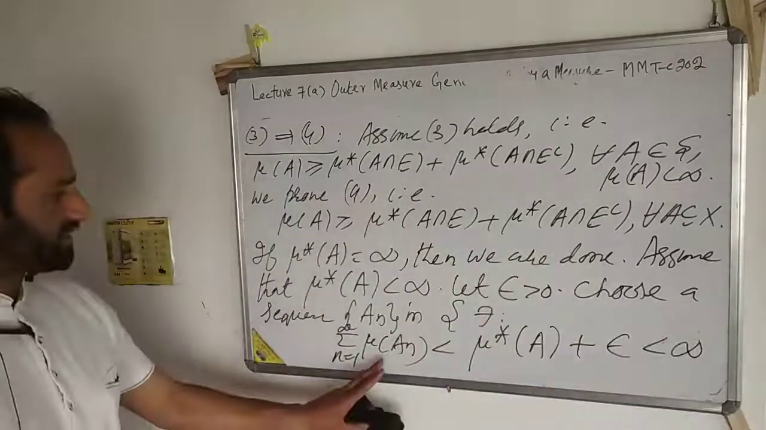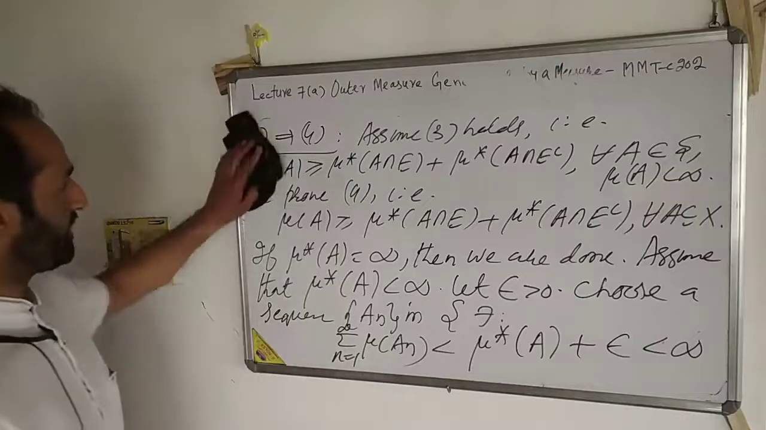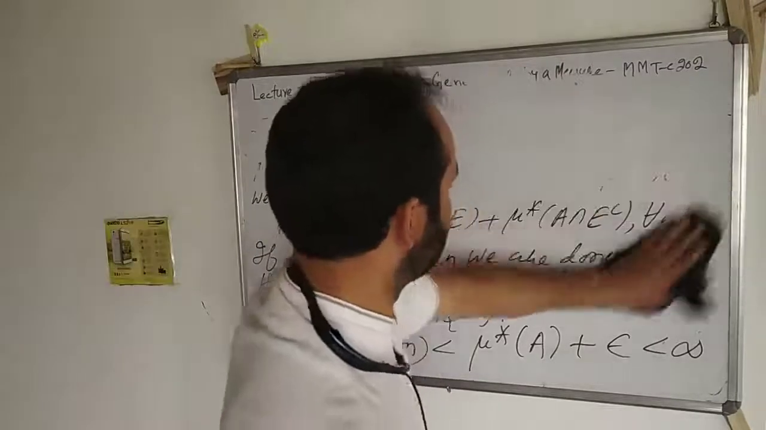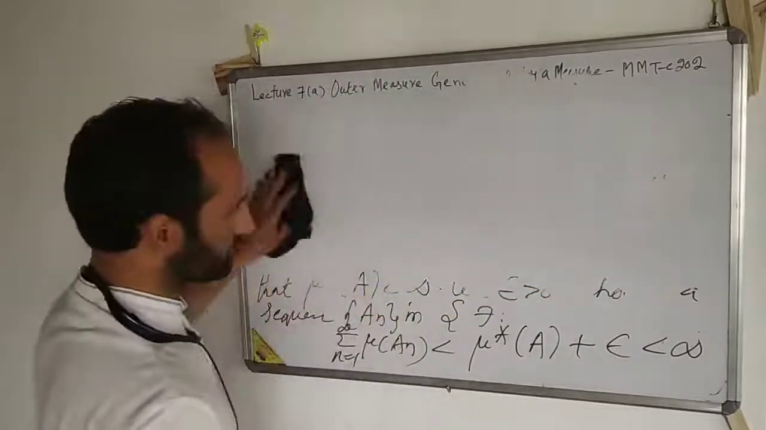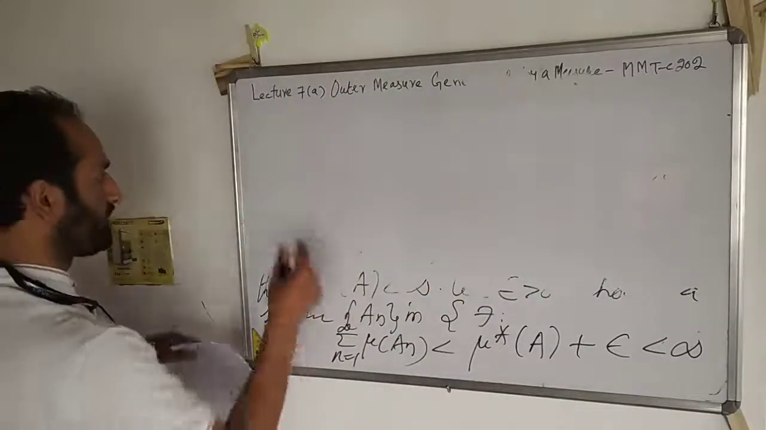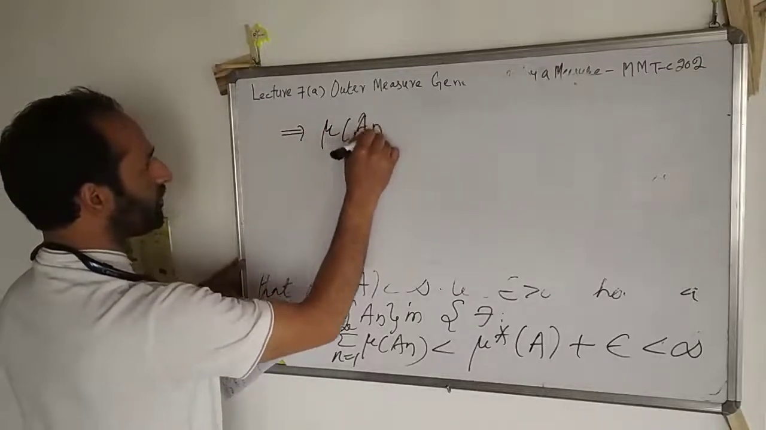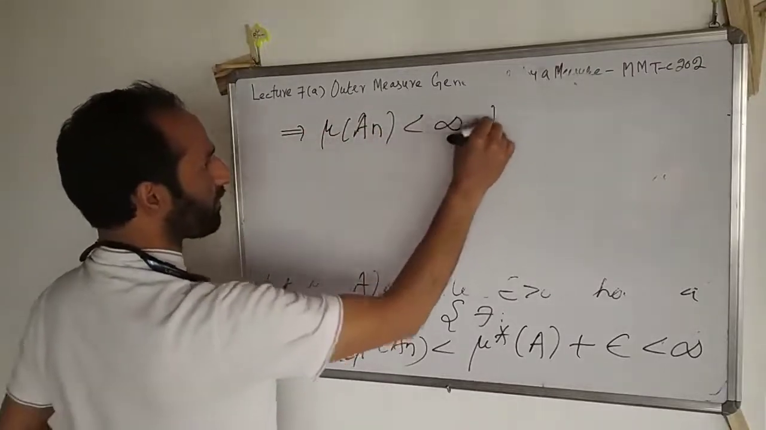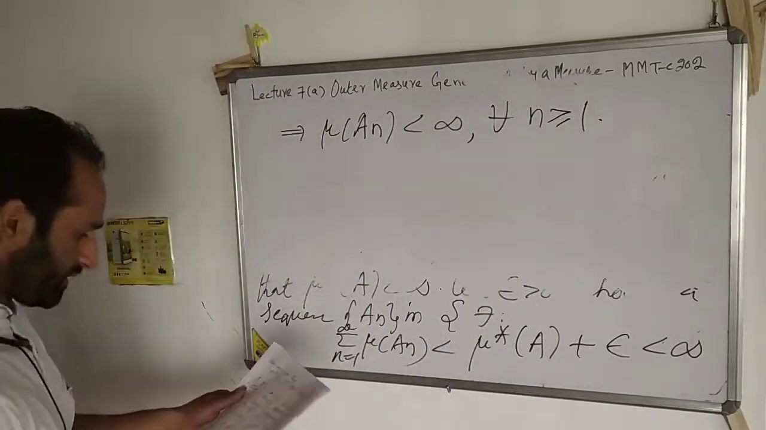So that means this series is finite. Therefore, the measure of each An is finite. So this implies mu of An is finite for all n greater or equal to 1.